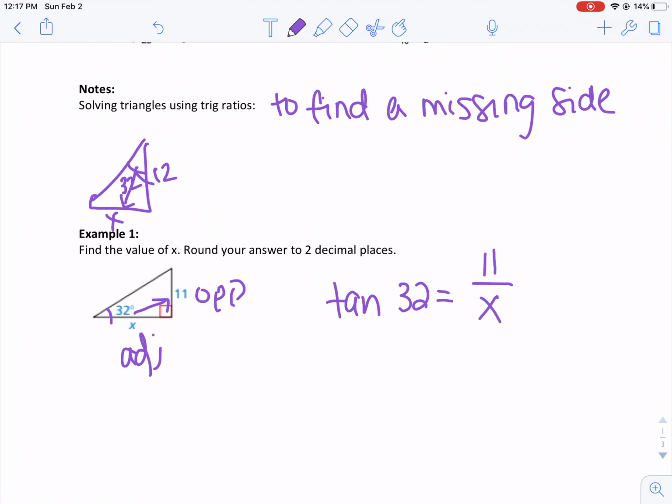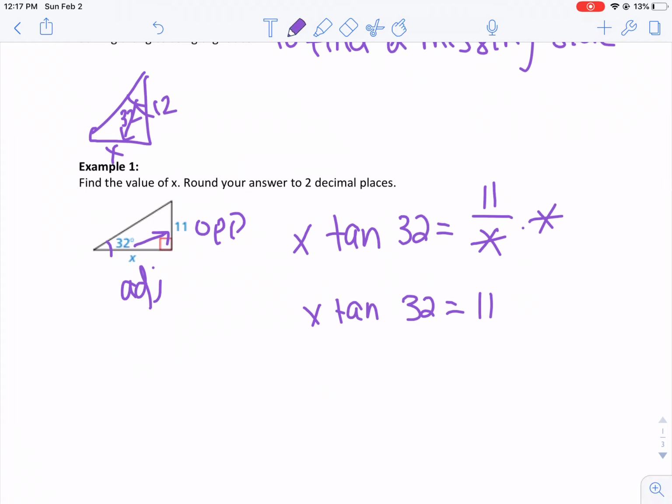So what you want to do is get x by itself. So we're going to multiply both sides. You can't multiply by 11, because that's just going to give you more on top. We've got to clear the bottom out. So we're going to multiply both sides by x. So that gives me x tangent of 32 equals 11. x still isn't by itself, so to get it by itself, we're going to divide by tangent of 32. So x equals this over here.